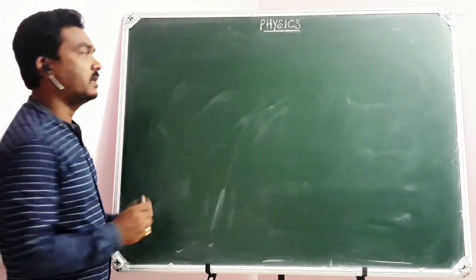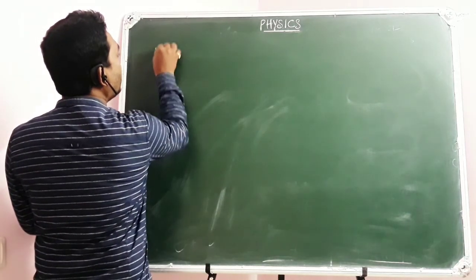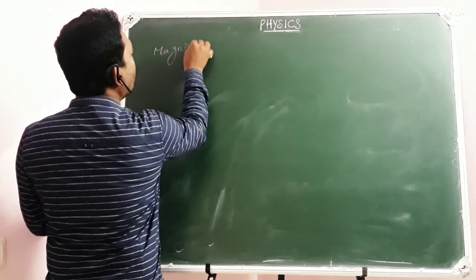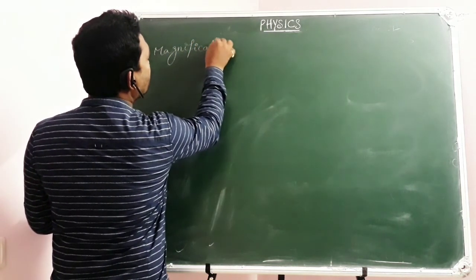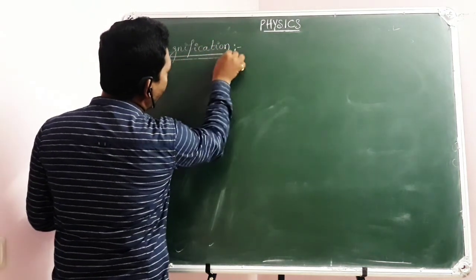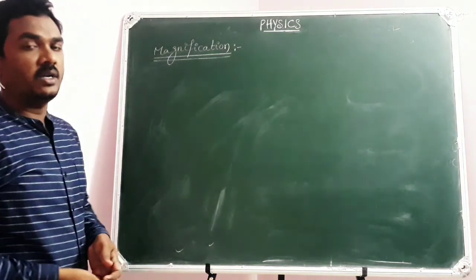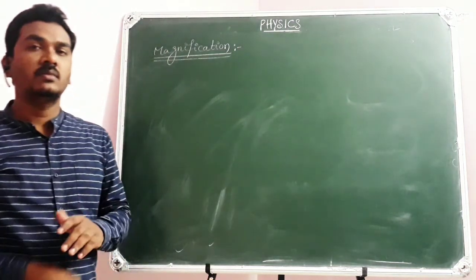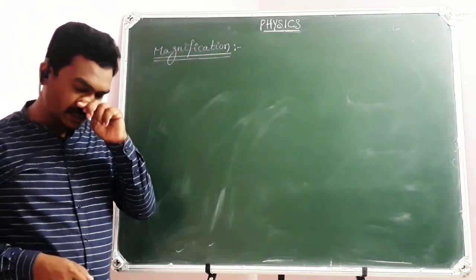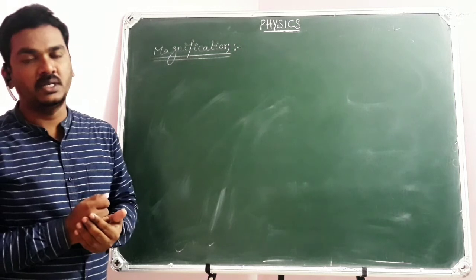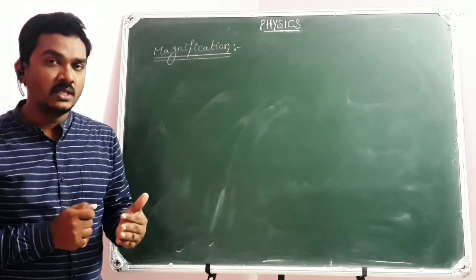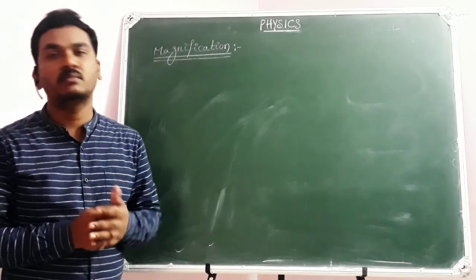Here we are going to discuss magnification and its derivation. First of all, you have learned even in the earlier class that while dealing with magnification we come across two different situations: transversal or lateral magnification, and linear or longitudinal magnification. I repeat, transversal magnification is also known as lateral magnification.